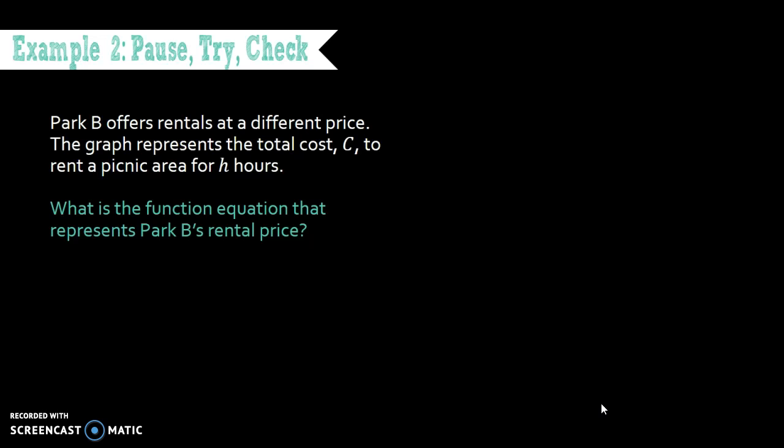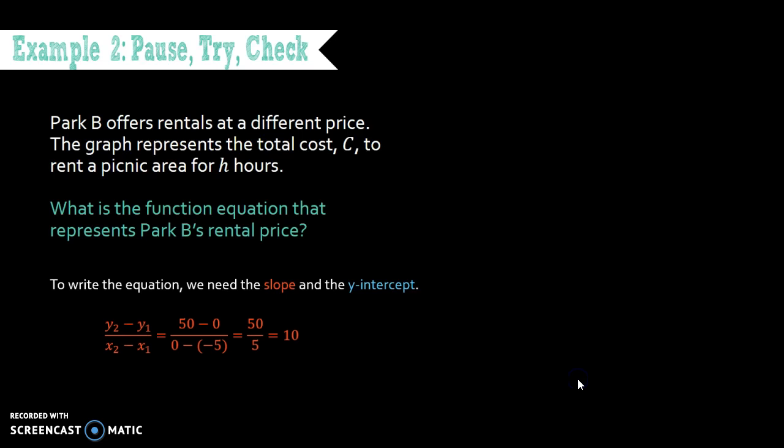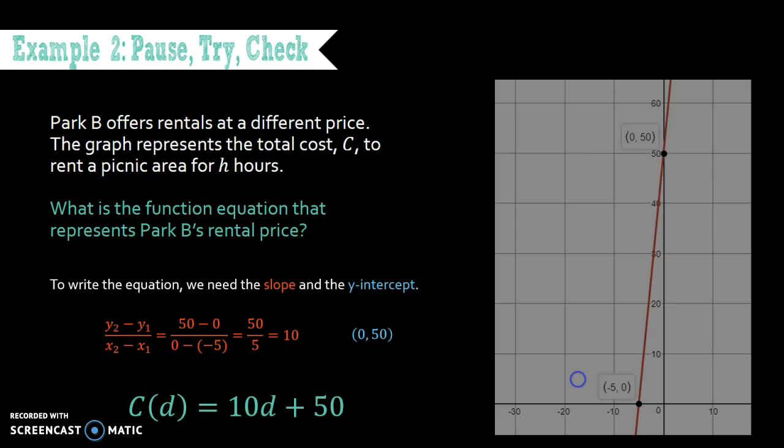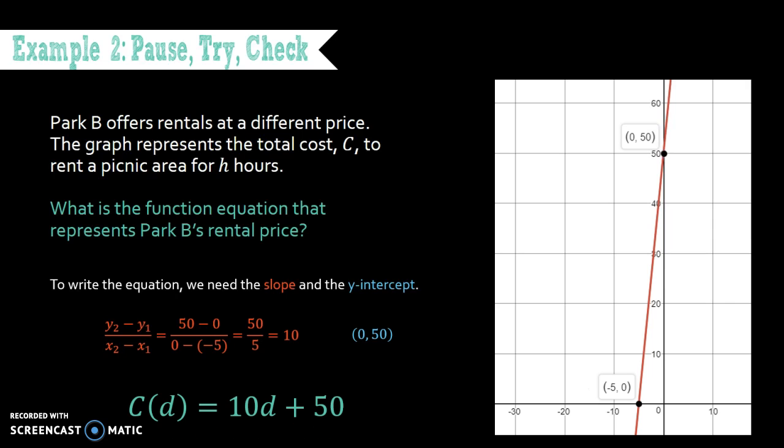Here's an example for you to pause and try on your own. Park B offers rentals at a different price. The graph represents the total cost, C, to rent a picnic area for h hours. So I guess you needed the graph before you could do this one. Let's pull it all up. What is the function equation that represents Park B's rental price?